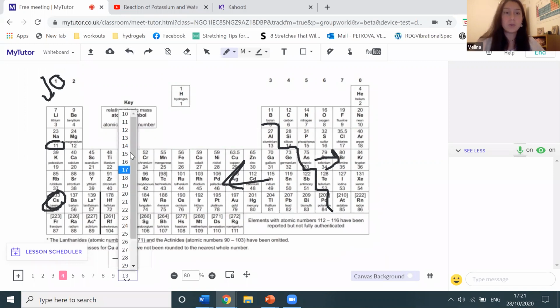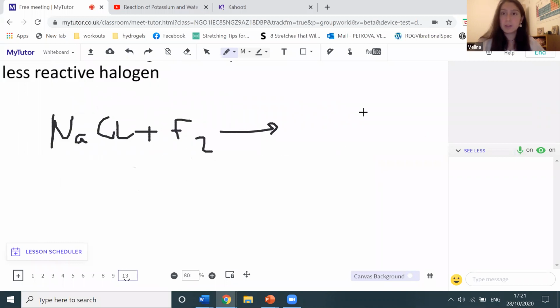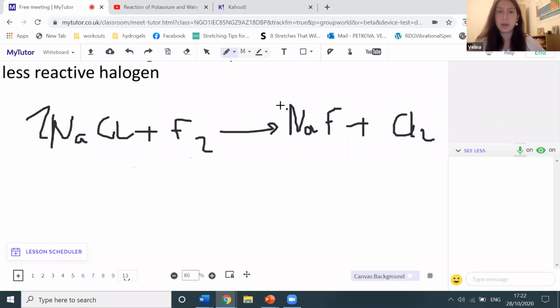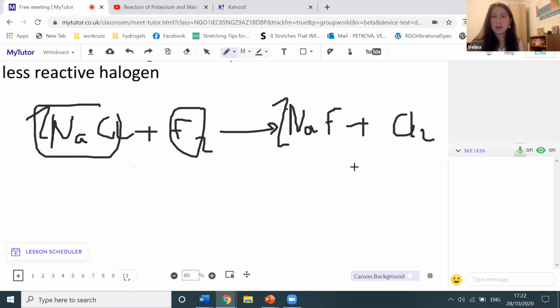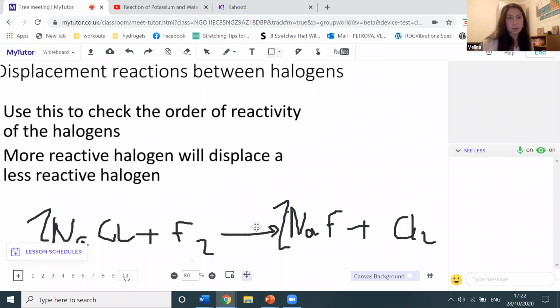So do we think that fluorine will displace this chlorine or not? Do you think it will displace it or not? Yeah, it will. Brilliant. Everyone who's saying yes, perfect. So now it's going to form sodium fluoride and chlorine. Okay. Obviously, this isn't balanced. We need a 2 in front of here and 2 in front of here to make sure these ones are balanced. But yeah, so this is a test. Once you add this fluorine to this, if it displaces it, we know that fluorine is more reactive. Okay, so that's something to know.